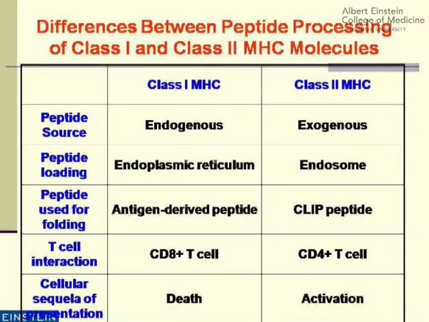Okay, so now just to summarize the differences between peptide processing for class 1 and class 2. Class 1 MHC presents endogenous peptide, class 2 is exogenous. Peptide loading in class 1 is in the endoplasmic reticulum, the endosome for class 2. Peptide for folding is the antigen-derived peptide for class 1. For class 2, it's the cleft. T cell: CD8 for class 1, CD4 for class 2. And cellular sequelae of presentation: death for class 1, and activation for class 2.